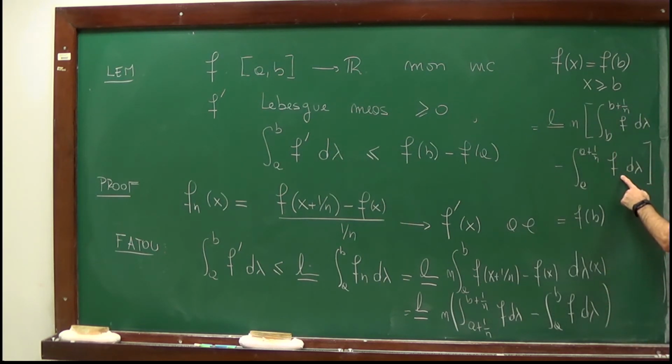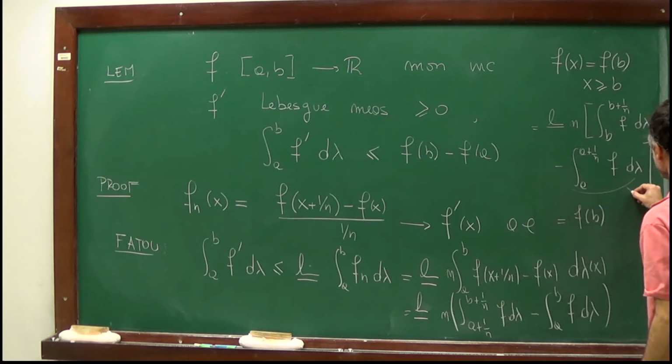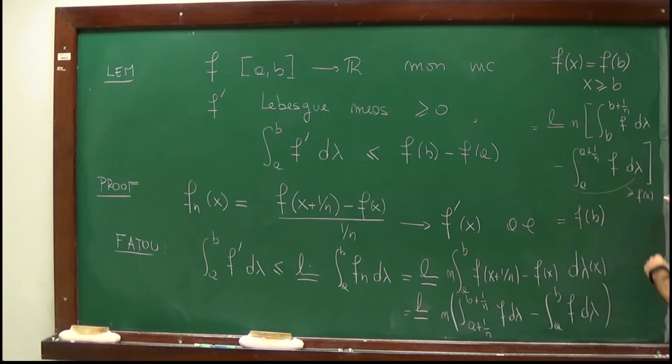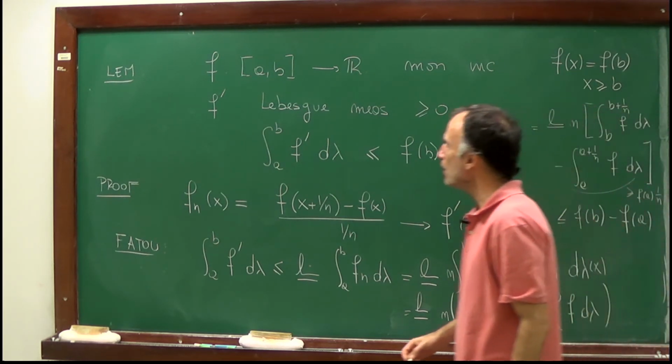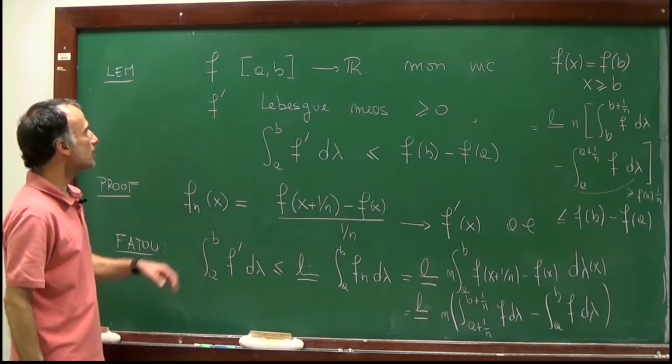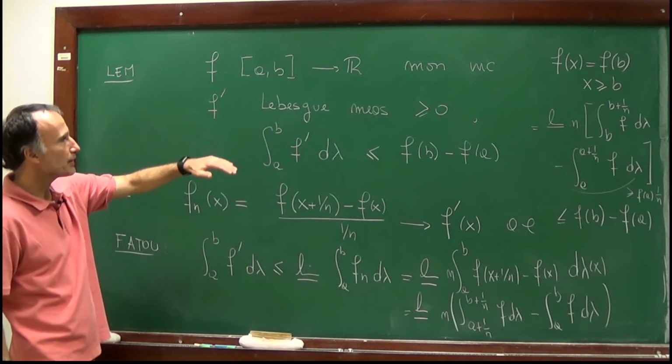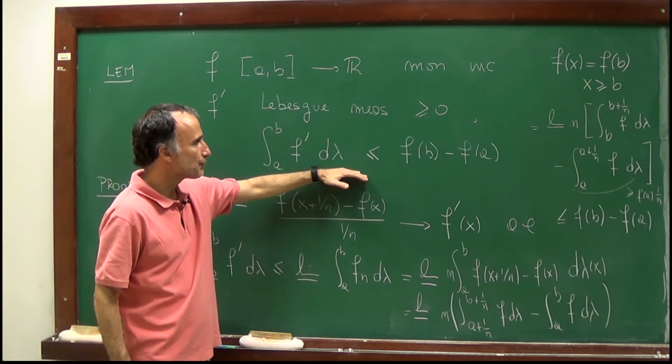And here, well, f is increasing, so all these values are larger than f of a. So this expression here is larger than f of a, and the interval is of size 1 over n, but with the minus sign it becomes smaller or equal, so this is smaller or equal than f of b minus f of a, and this is exactly what is claimed by the lemma. So we proved the lemma, which states that f prime is Lebesgue measurable, it's non-negative, and it satisfies this inequality.